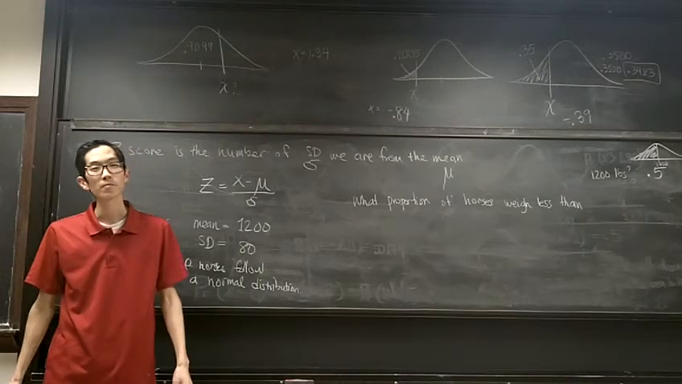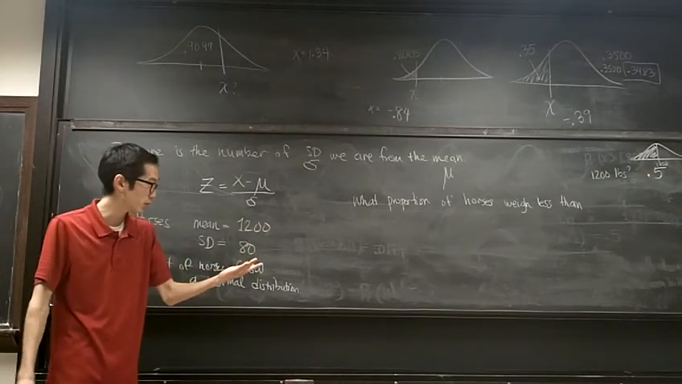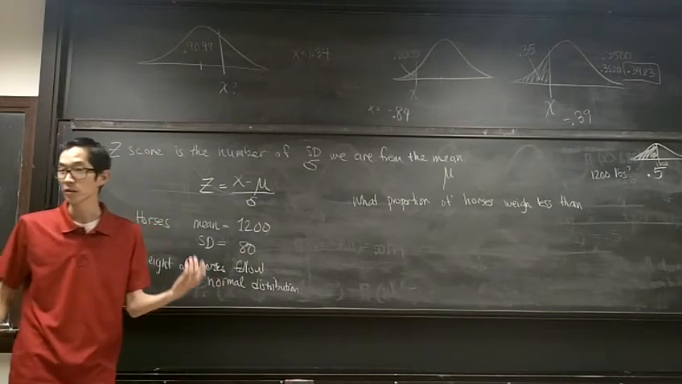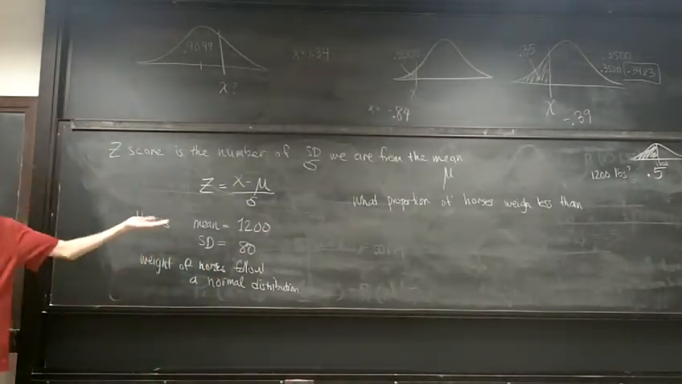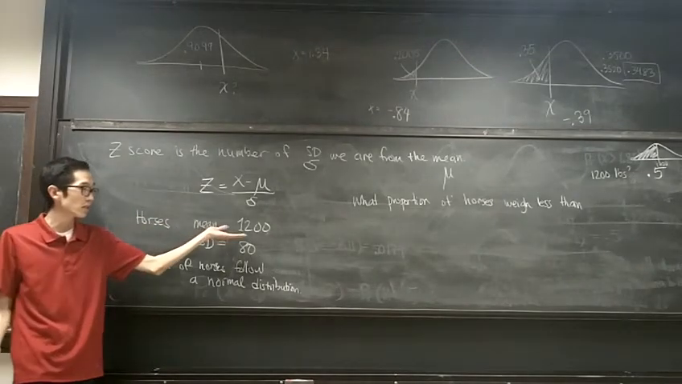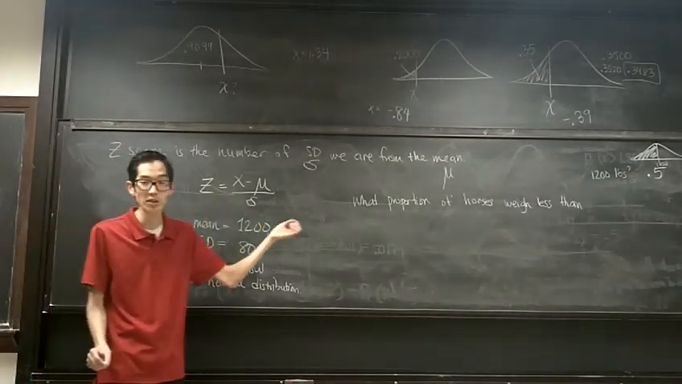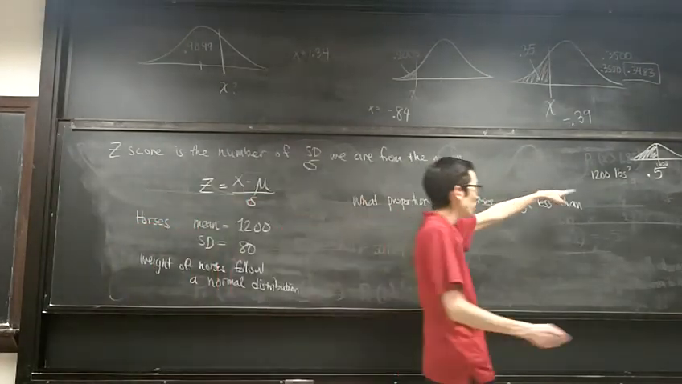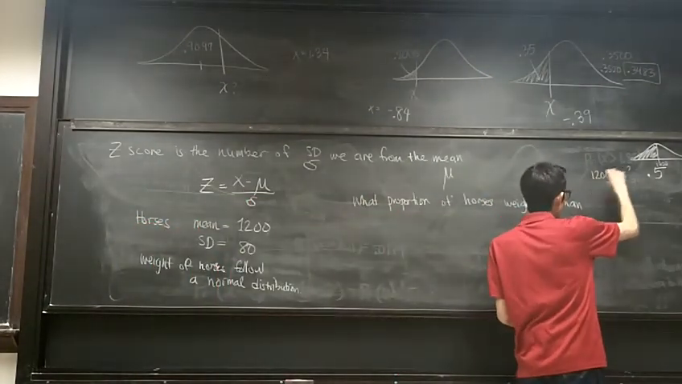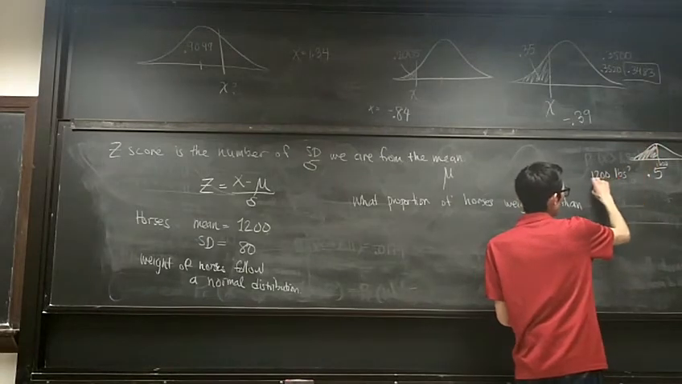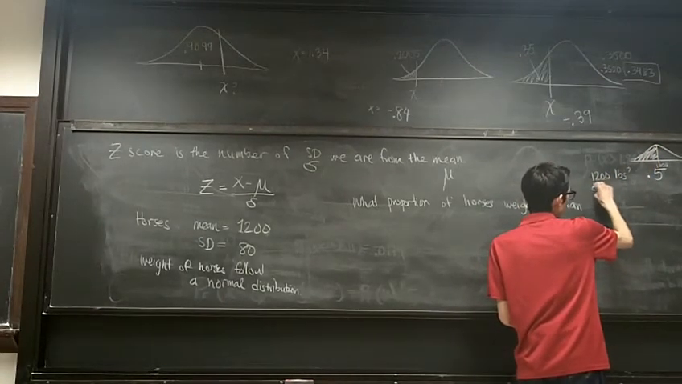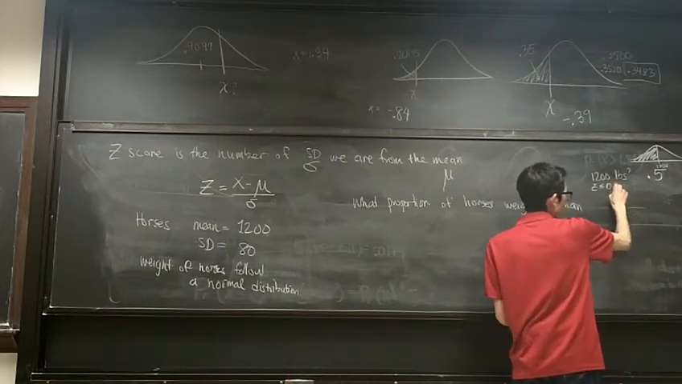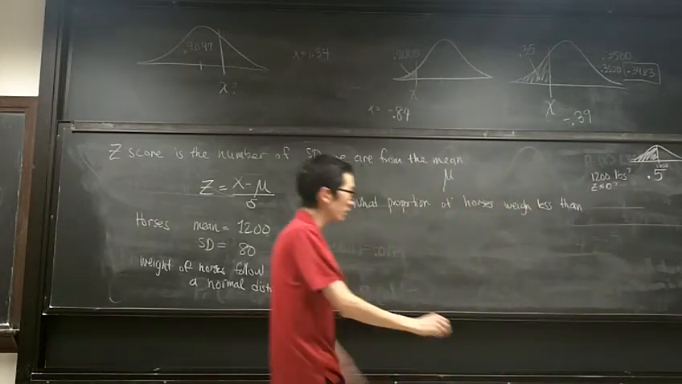Okay, what's the z-score of a horse that weighs 1,200 pounds? Go ahead and tell me the answer. 0. A horse that weighs 1,200 pounds is at the mean. The z-score, how far is it from the mean? 0 standard deviations away. So 1,200 pounds is equivalent to asking what's the probability that our z is less than or equal to 0, or x when we were looking at the table.